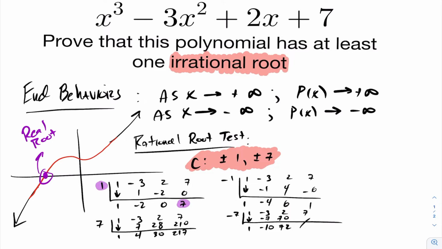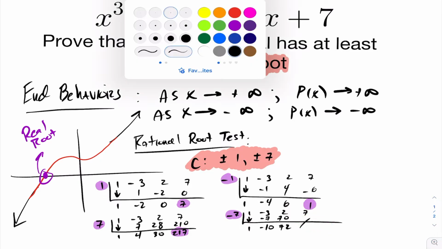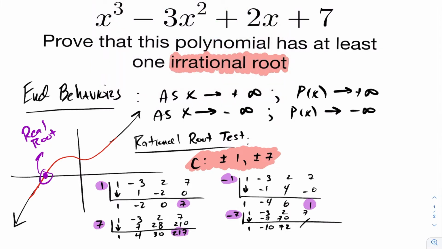I did not get a remainder of 0. I tried at minus 1. I did not get a remainder of 0. Tried at 7, did not get a remainder of 0. And I tried it at minus 7. I actually didn't even finish calculating. I could see it wasn't going to come out to be 0, so I didn't do it. So in this example here, you can see I've gone through all 4 possible rational roots.